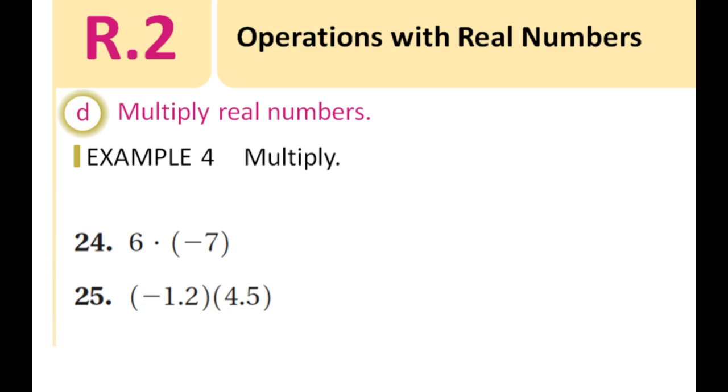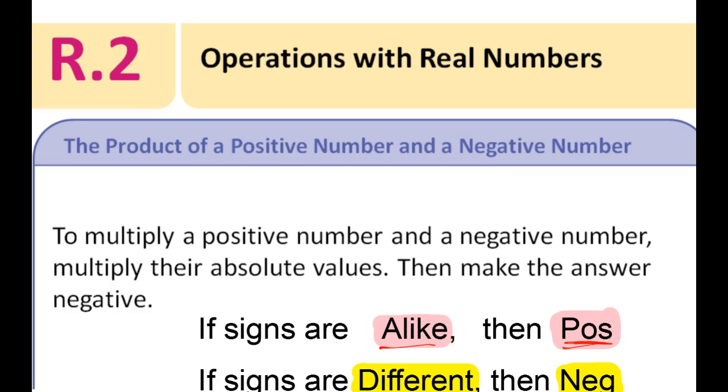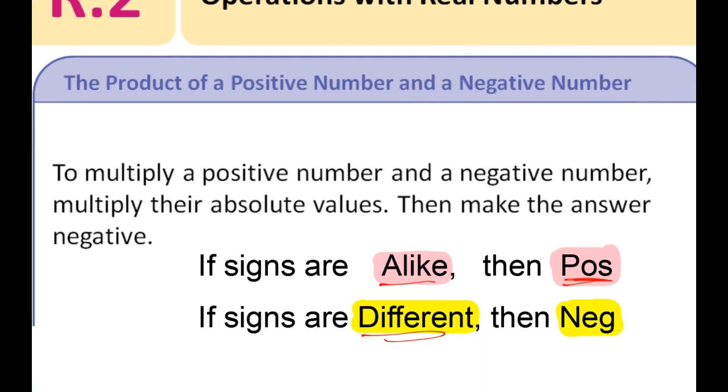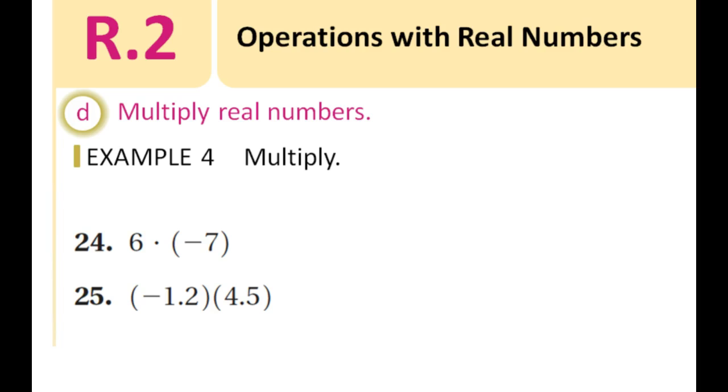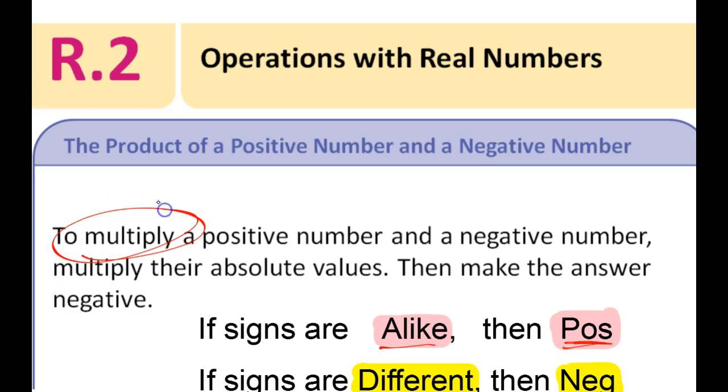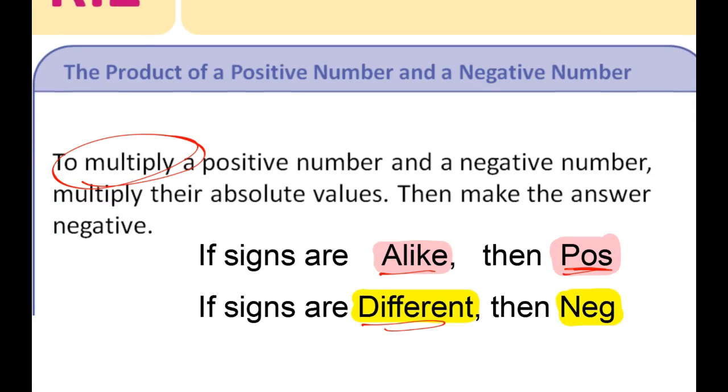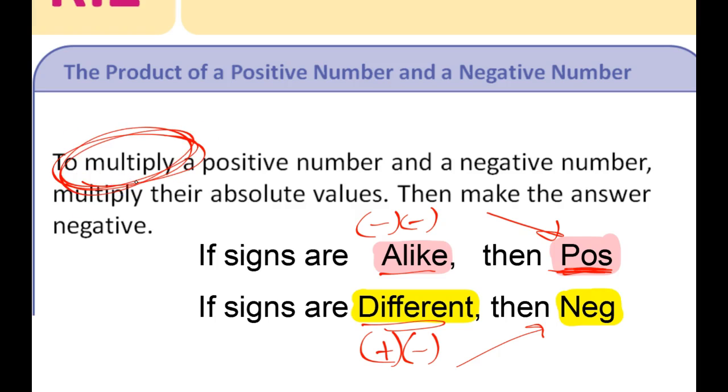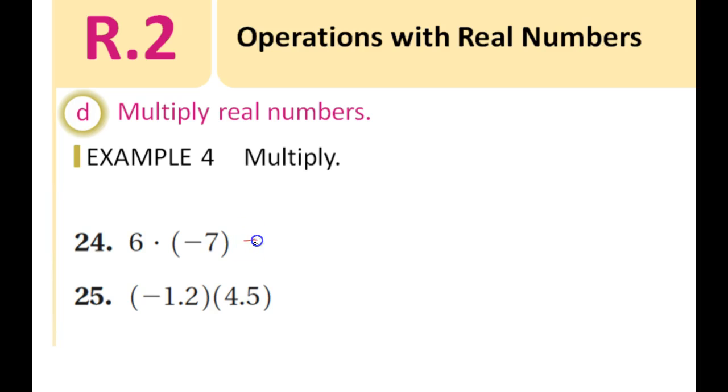So for multiplication, the rules change just a little bit. Here are the rules for multiplication. If signs are alike, the answer is going to be positive, so a negative times a negative is a positive. If signs are different, it doesn't matter if it's negative times positive or positive times negative, it will always be negative. So those are the rules for multiplication. We're switching gears from addition and subtraction to multiplication. And by the way, those rules work for division as well.